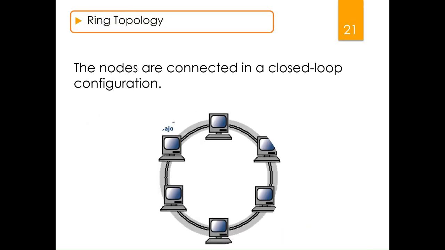In ring topology, each computer is connected to two other devices, forming a circular or ring shape. Data moves in one direction around the ring until it reaches the destination.